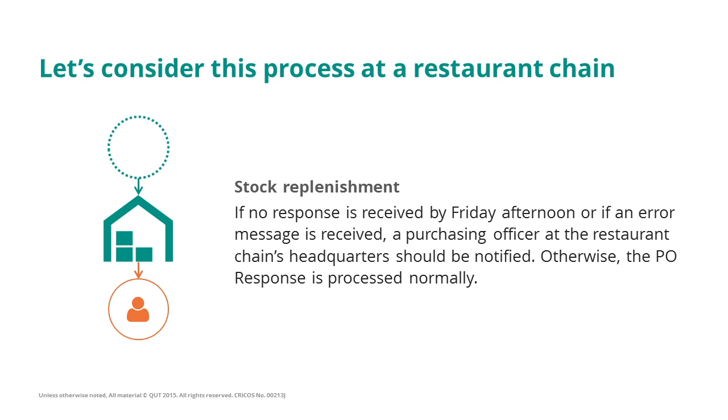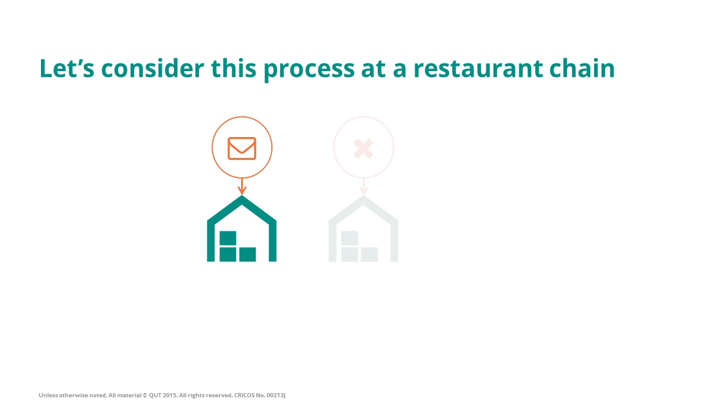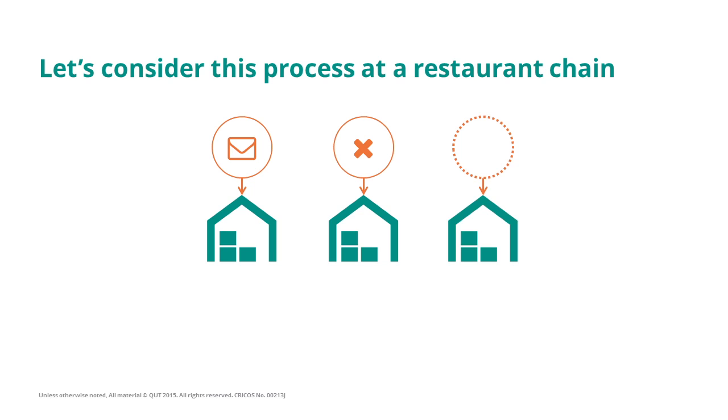If no response is received by Friday afternoon, or if an error message is received, a purchasing officer at the restaurant chain's headquarters should be notified. Otherwise, the purchase order response is processed normally. So what we see in this example is that the restaurant has to take a decision. It is reacting to which of these events is going to occur first. So it is a reactive decision that is also known as an event-based decision.